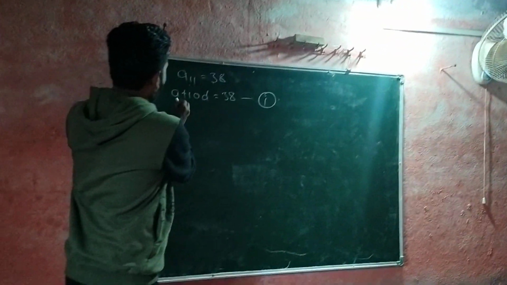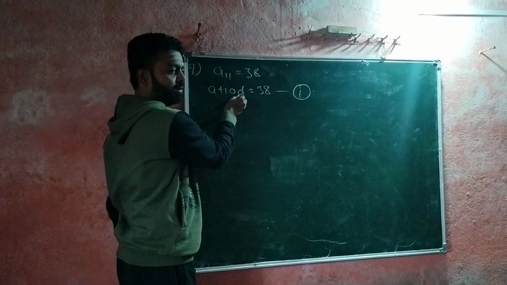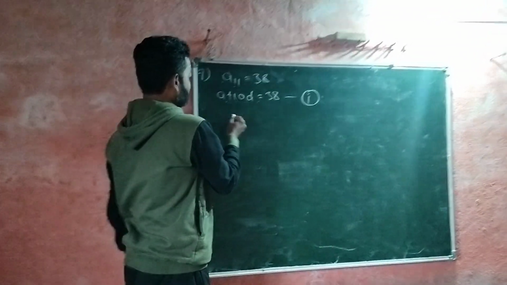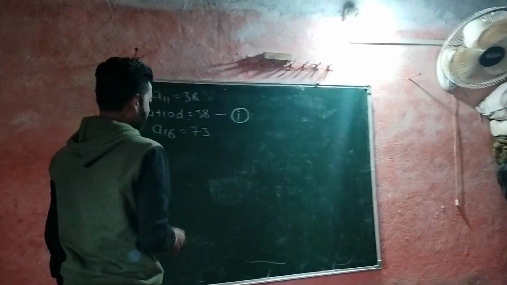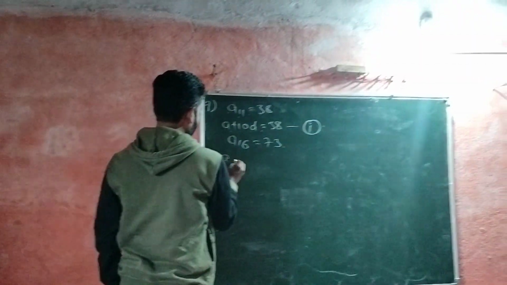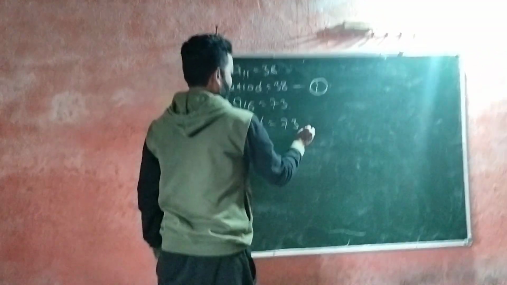A plus 10D equals 38. A11, that is, A plus 10D. Next, A16 equals 73. A16 means A plus 15D equals 73. Equation number 2.